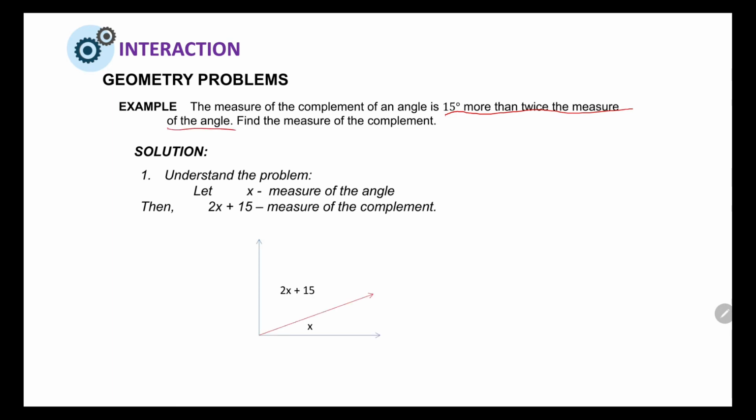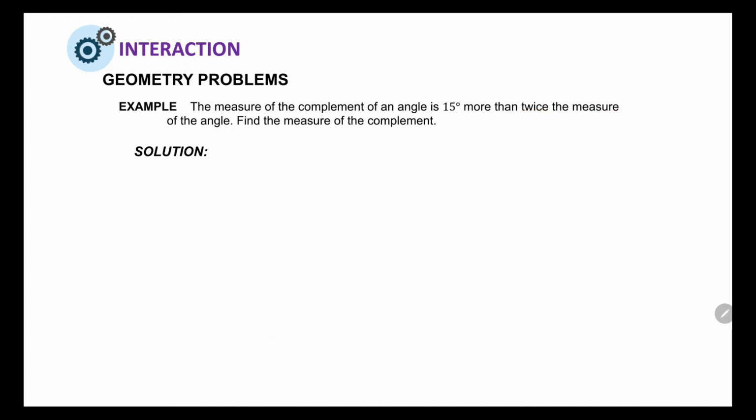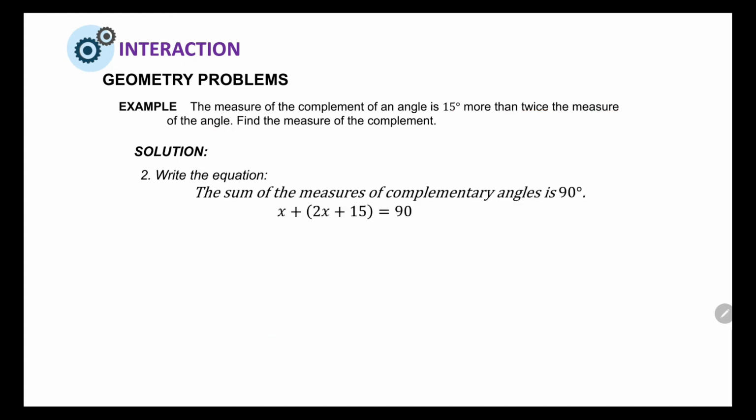So here's the illustration. We have the larger angle is 2x plus 15 and the smaller angle is x. And when you say complementary angles, these are two angles whose sum is equal to 90 degrees. So that is where we are going to base our equation. When we add the two angles, it should be equal to 90. So we have x plus 2x plus 15 is equal to 90 degrees. So that's the working equation.